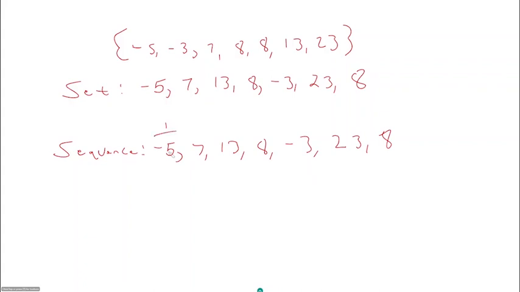-5 is the first number in the sequence. 7 is the second number in the sequence. 13 is the third number in the sequence, and so on. 23 is the sixth number of the sequence. And this second 8 is the final number. So I cannot put this 23 in the last spot in the sequence. All of my numbers are fixed in place and I have to keep them that way because they tell me it is a sequence.